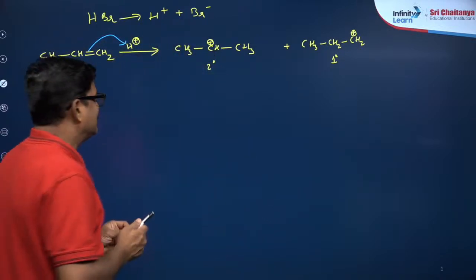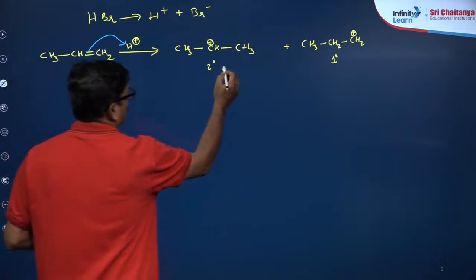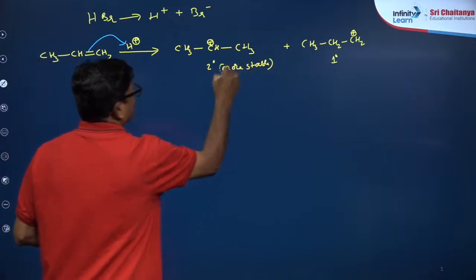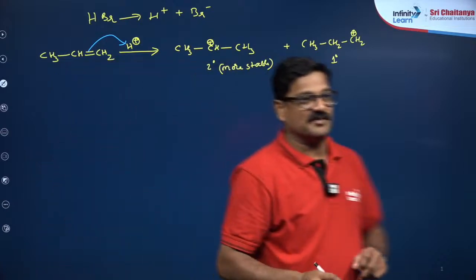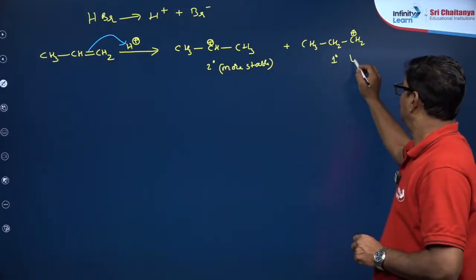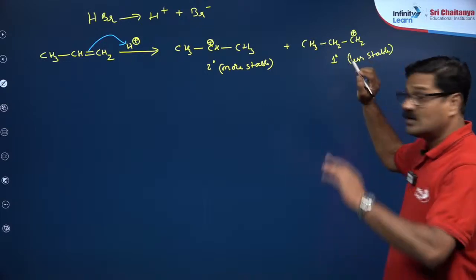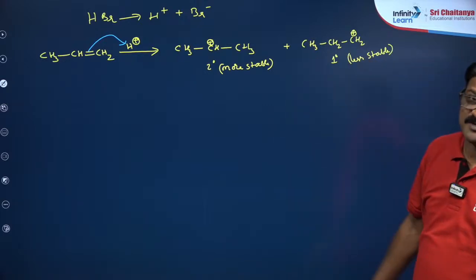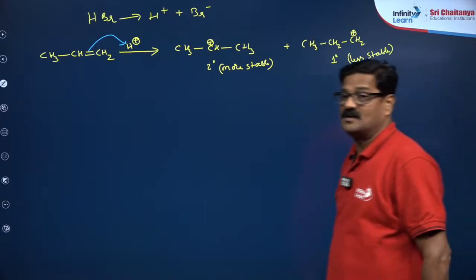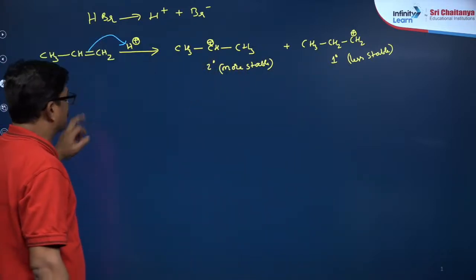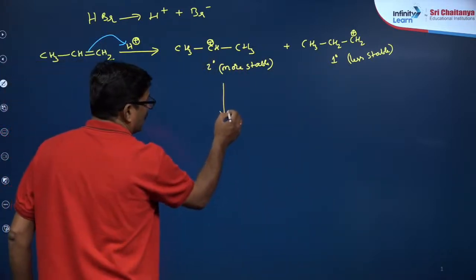Yes, that's good. This is more stable, right? And this is less stable. So the more stable it is, the more will be its formation. The less stable, the less will be its formation. So a major product is always formed by the more stable carbocation.